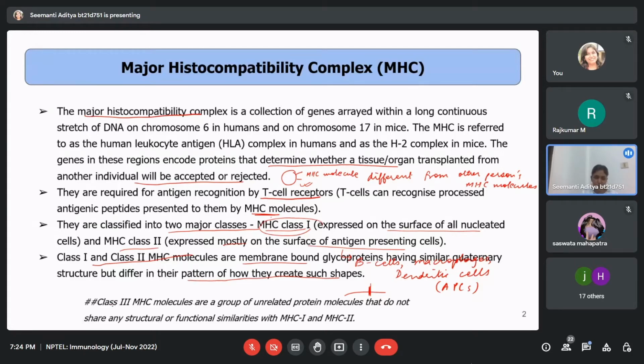So class 3 MHC molecules are not as much studied as class 1 and class 2, and they are unrelated protein molecules, and people have no idea as to what kind of proteins they are recognizing. Mostly they are recognizing lipids, but it is still under research, and also they do not share any kind of structural or functional similarities with MHC1 or MHC2. So all the study that researchers have done over the years has concerned just MHC1 and MHC2, and for studying MHC class 3 molecules, maybe you have to dig deeper into research articles.